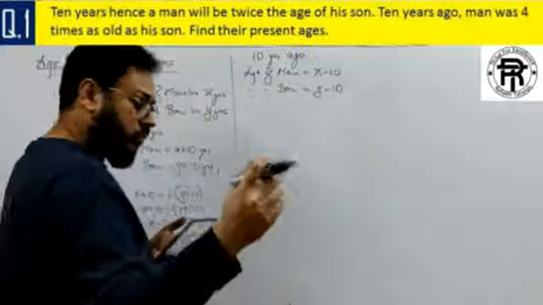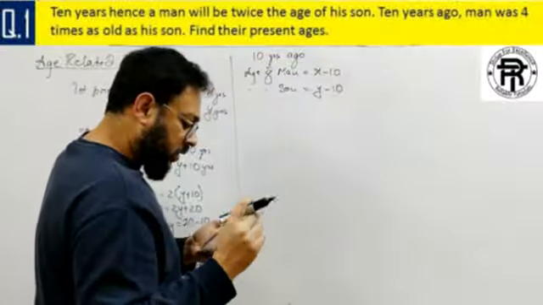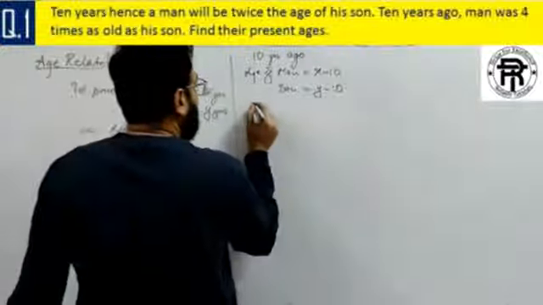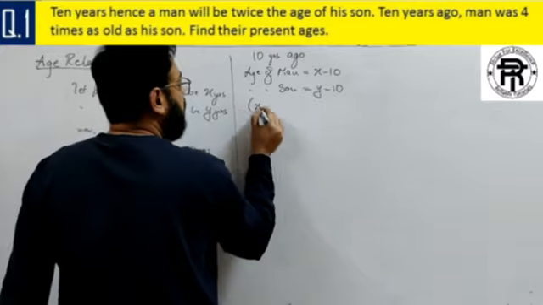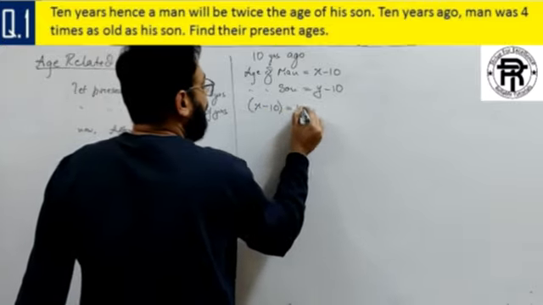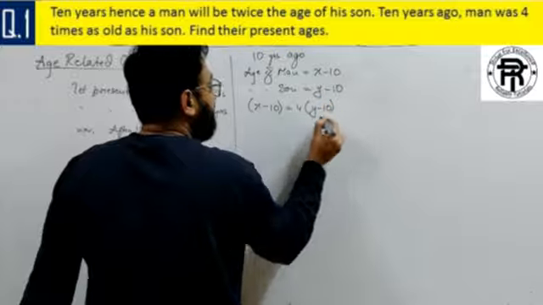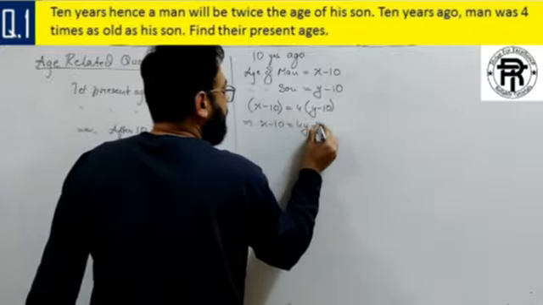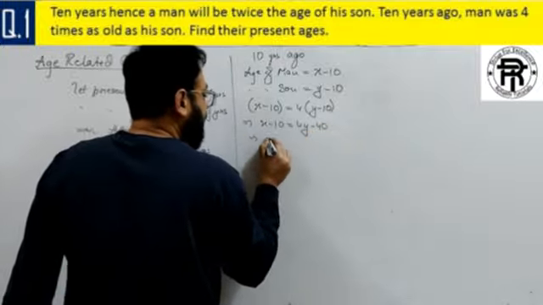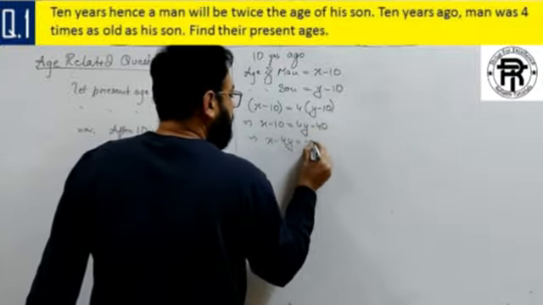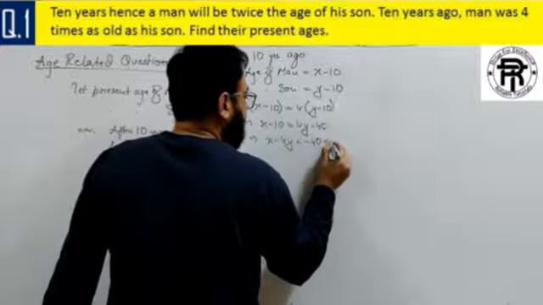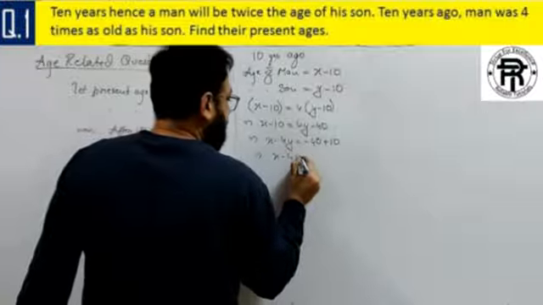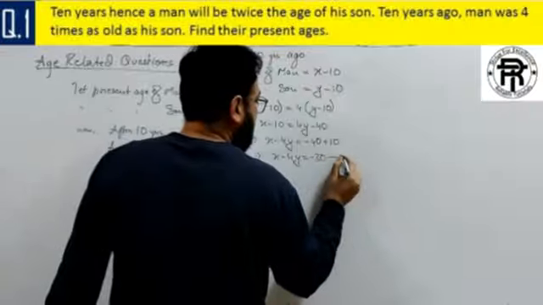Now again, 10 years ago, what was the relationship between their ages? 10 years ago, man was 4 times as old as his son. Means the age of man was 4 times the age of son. Let's simplify this. That is x minus 10 is equals to 4y minus 40. Transposing this 4y, x minus 4y is equals to minus 40 plus 10. That is x minus 4y is equals to minus 30. That is the second equation.